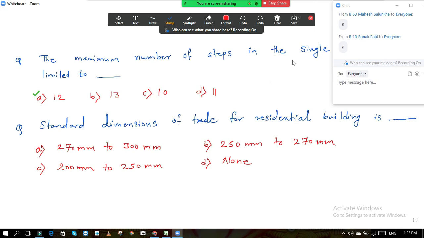Now let me know what is the correct answer of this. The standard dimension of the tread for the residential building is. So the answer is B. B is the correct answer: 250 mm to 270 mm for residential building. So we will move to the next question.